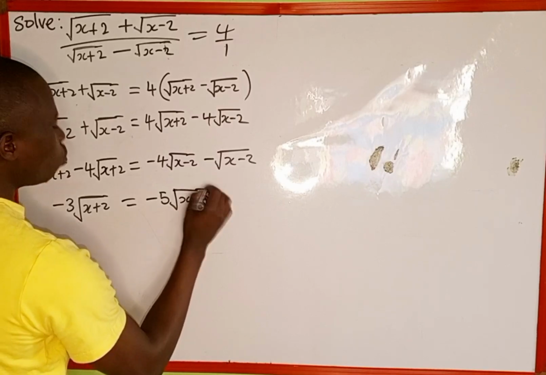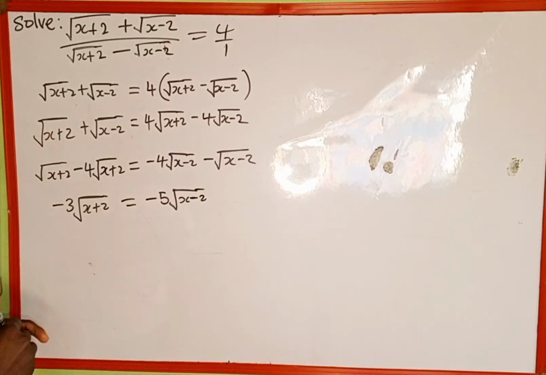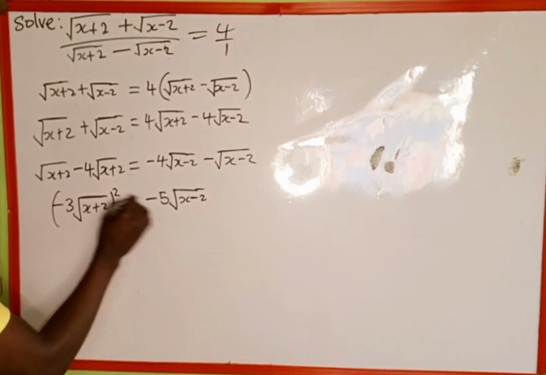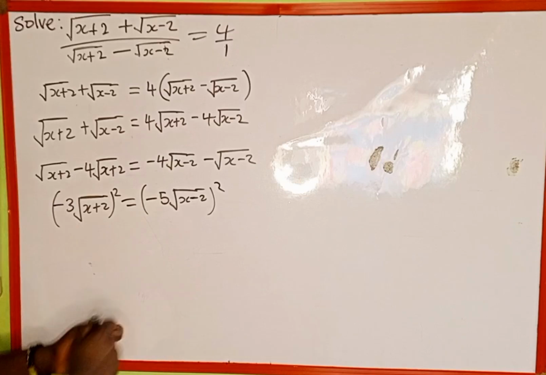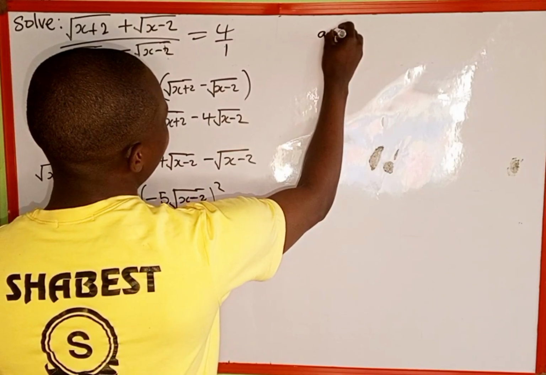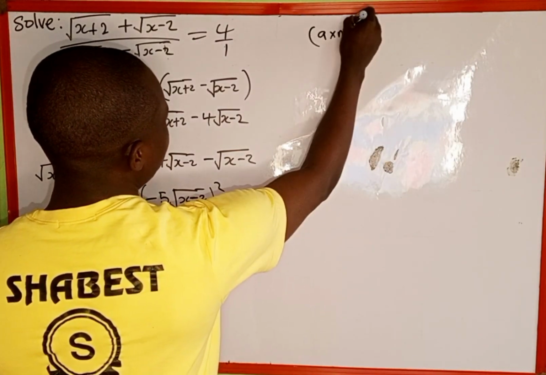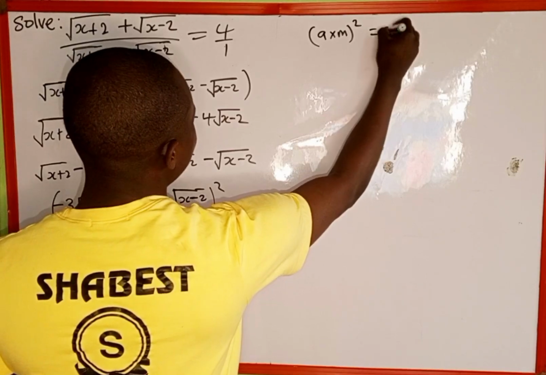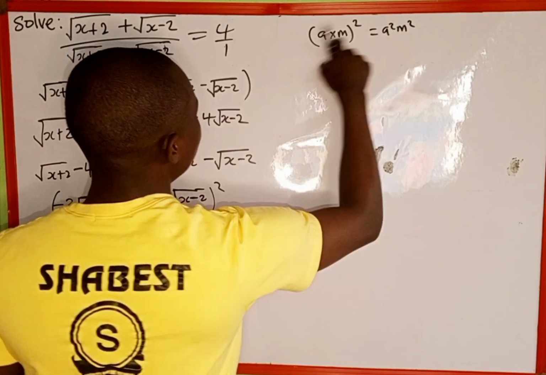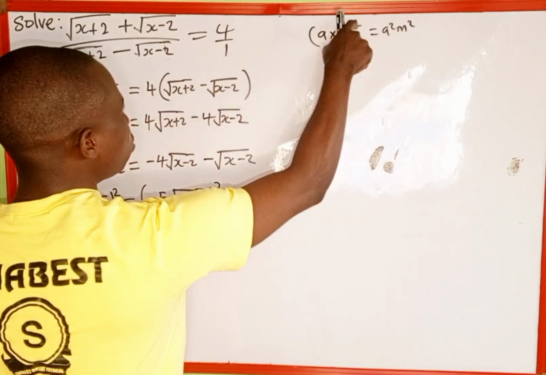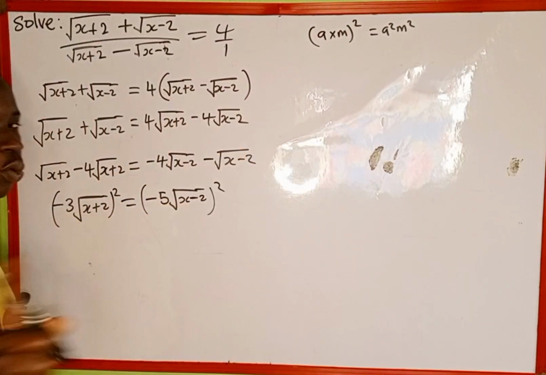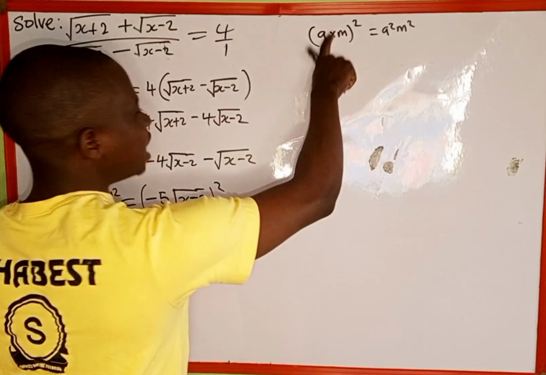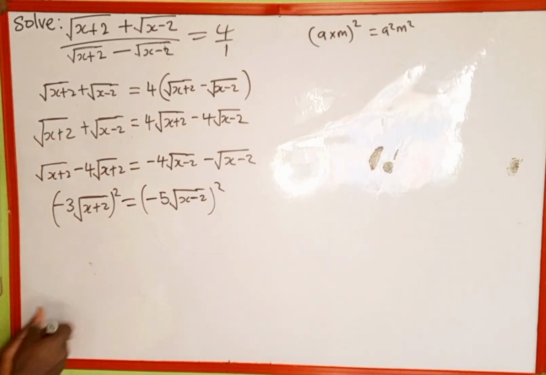So the next thing we're going to do is to remove the square root by squaring both sides of the equation. So we square the left hand side, also we square the right hand side. In this case, what I want you to notice is that when we have a multiplied by m raised to the power of 2, this is the same as a squared m squared, because since it is multiplication, the square is going to affect both a and m. But this will not work that way if the operation is either negative or positive.